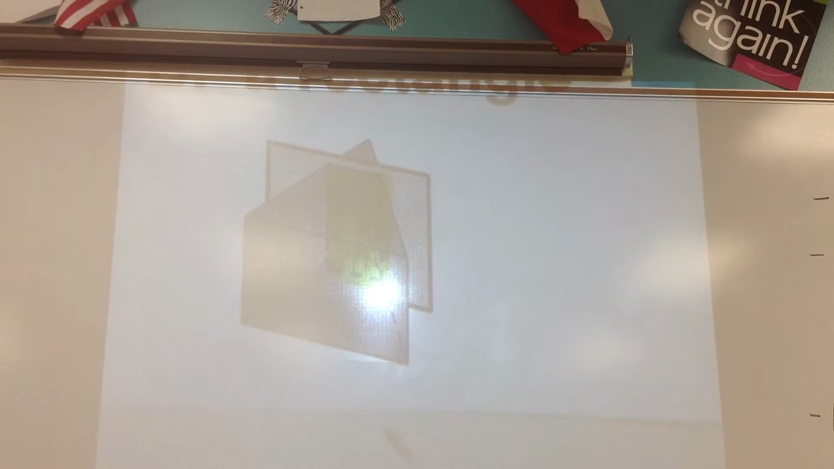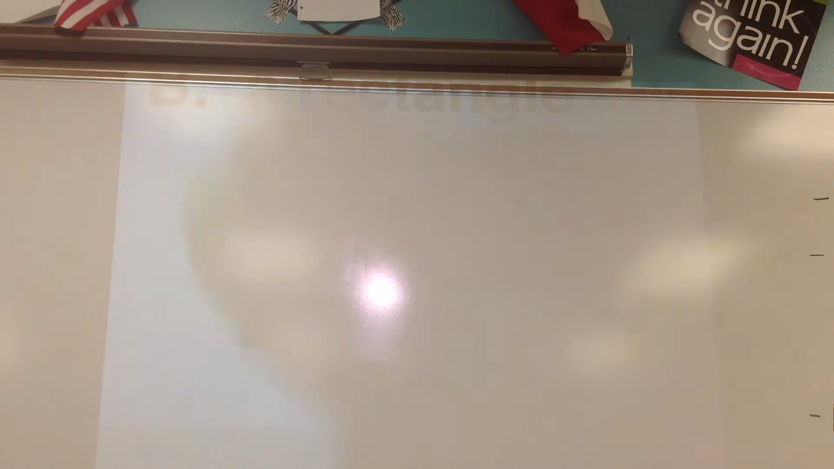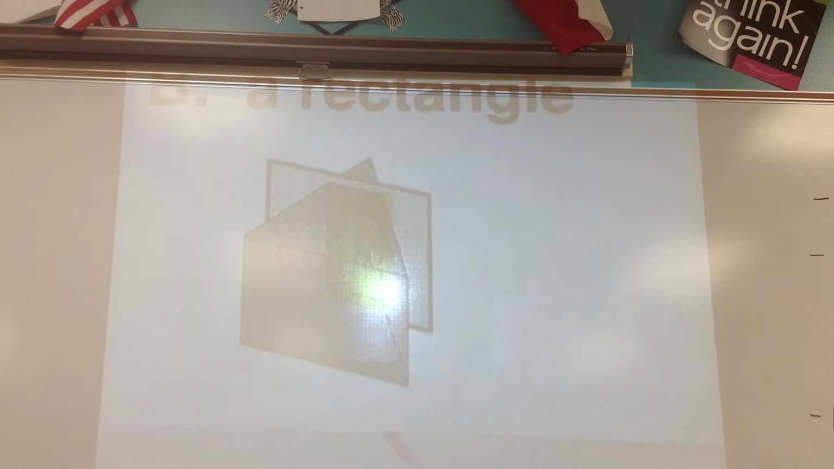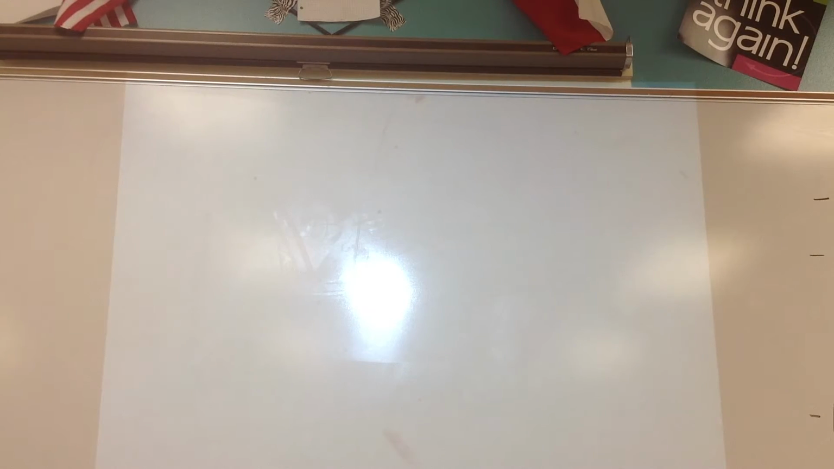So the first time, since it's a prism, we were cutting it parallel to the bases. This time our bases are here on top and on bottom, just like they were before, and we're cutting perpendicular to those bases, and that creates a rectangle. So be sure you're paying careful attention to whether you're cutting parallel to the bases or perpendicular to the bases.